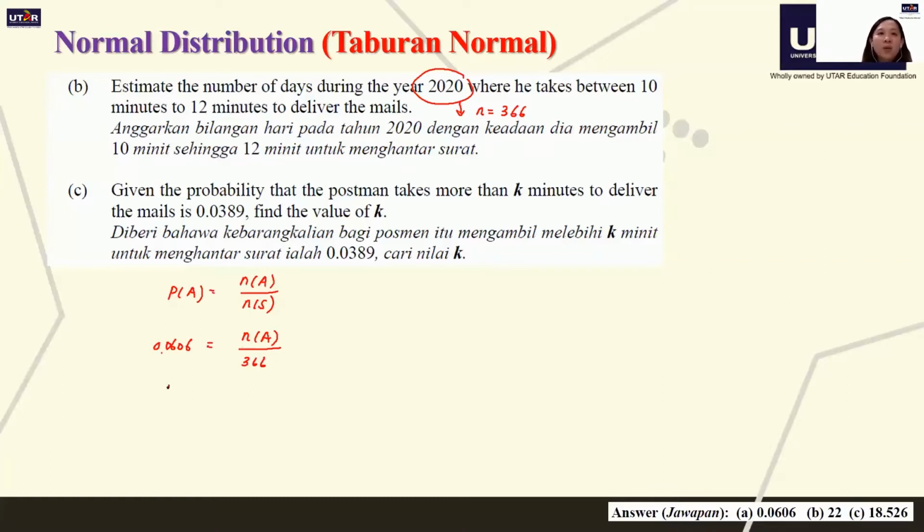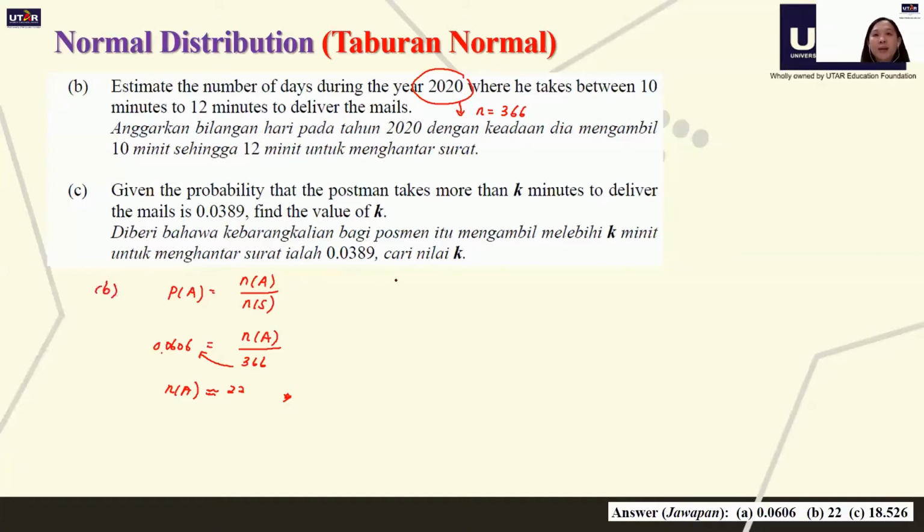So I can find what is my n(A) here. You just move it up to multiply, and you round to a whole number of days. So it is 22 days. About 22 days the postman sends the mail within 10 to 12 minutes. Roughly 22 days. That's for part B.